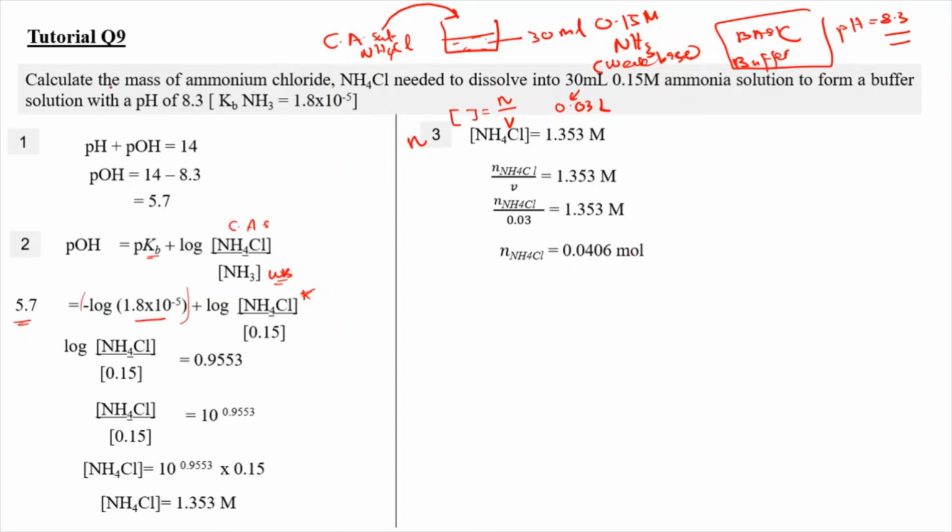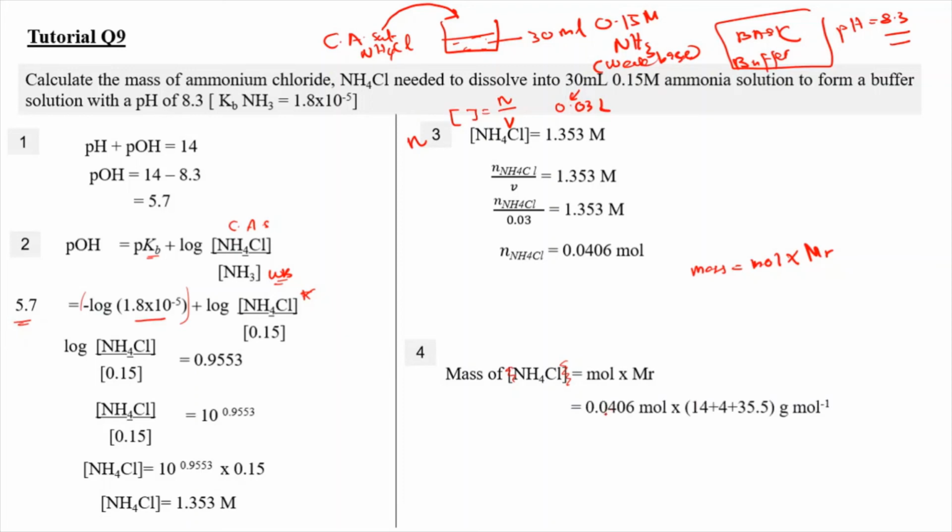And from here, we can calculate the mass, in which the mass is equal to the number of mole multiplied by the molar mass. So the mass of the NH4Cl is equal to the mole, which is 0.0406 mole, and the molar mass is going to be nitrogen, which is 14, hydrogen going to be 4, and then Cl going to be 35.5. So once we do the math, we're going to get the mass of the NH4Cl, which is the salt, to be 2.17 gram. So a certain amount of 2.17 gram of the ammonium chloride is added in order to produce a basic buffer.